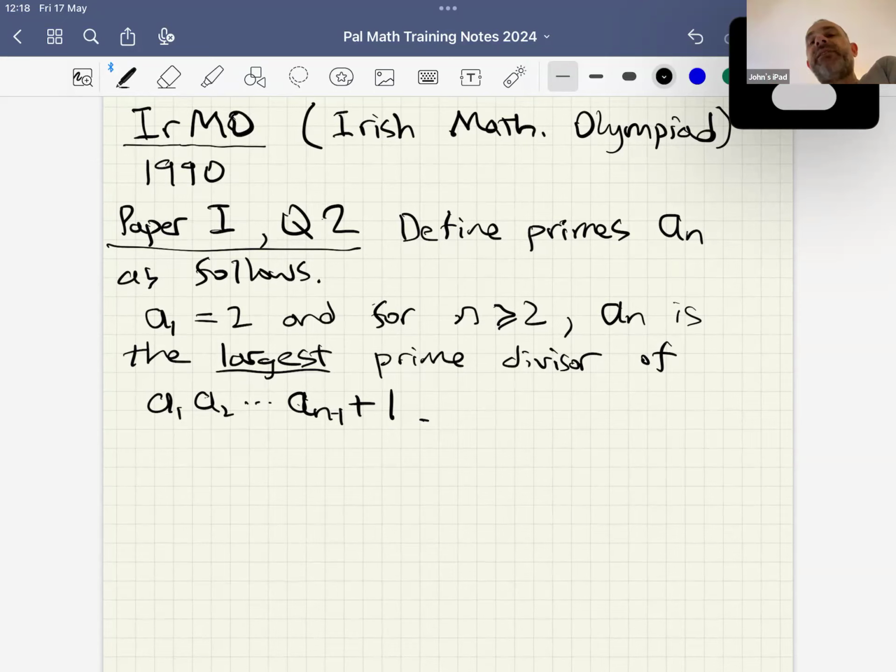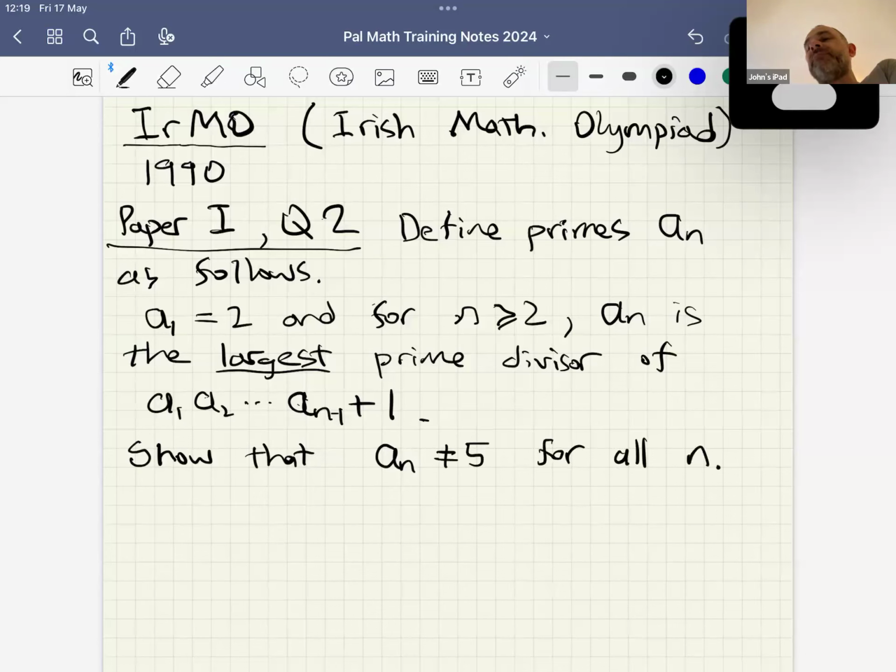Okay, so anyway, the question is as follows. That's the hypothesis. And the question is to show that AN is not equal to 5 for all n. A typical thing that you do when you're faced with a problem like this is you do a little bit of numerical experimentation. You say, well, what does this look like? You can actually write down the first few terms of this sequence. So let's just do that.